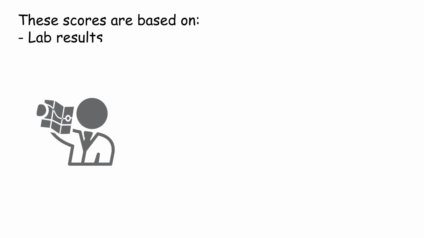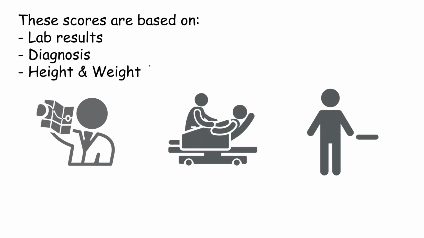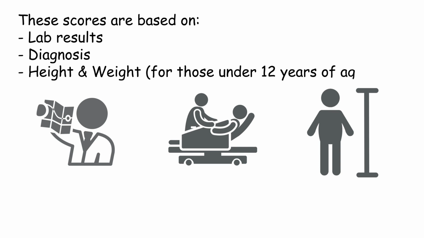If our team determines a transplant is required, your child will be placed on the UNOS waitlist and receive a PELD score if they are under 12 years of age and a MELD score for those children 12 and above. These scores determine their priority on the transplant waitlist. These scores are based on lab results, diagnosis, and height and weight for those under 12 years of age.